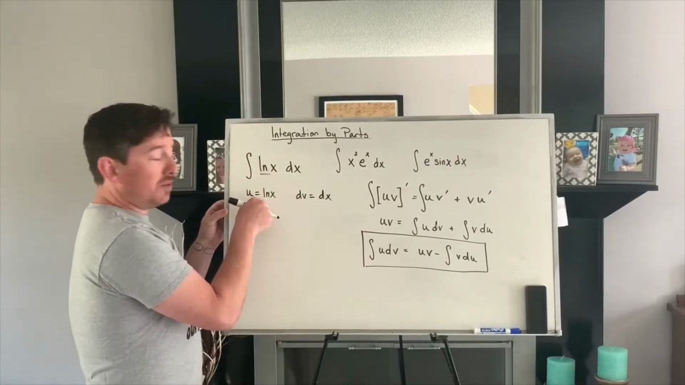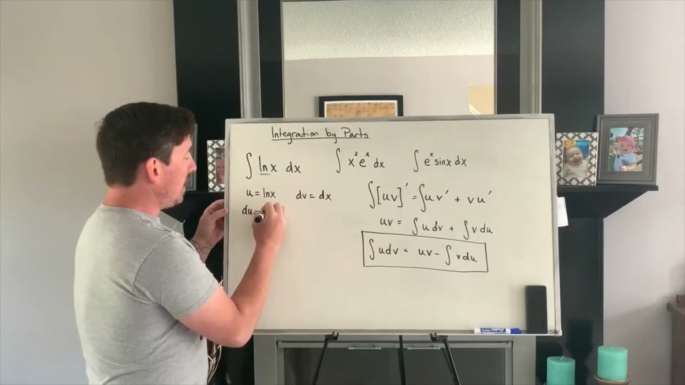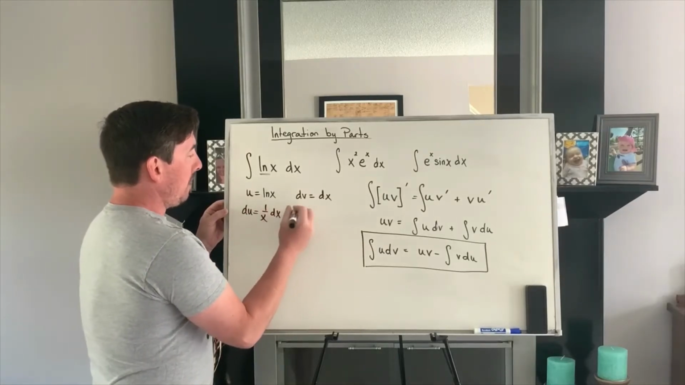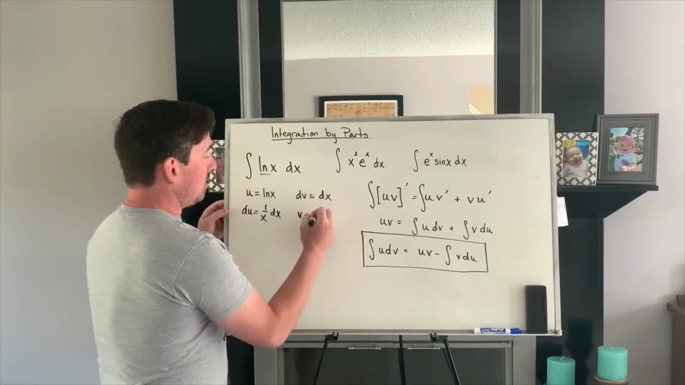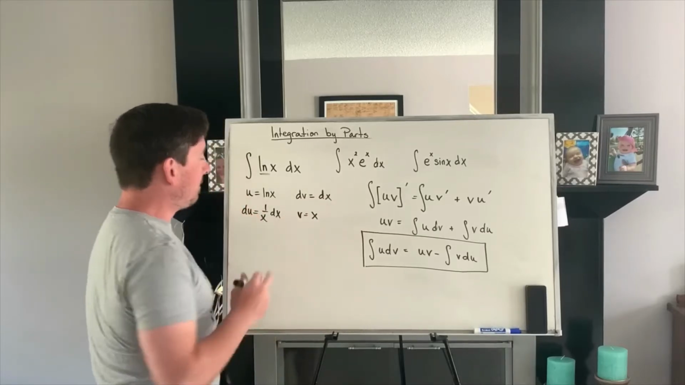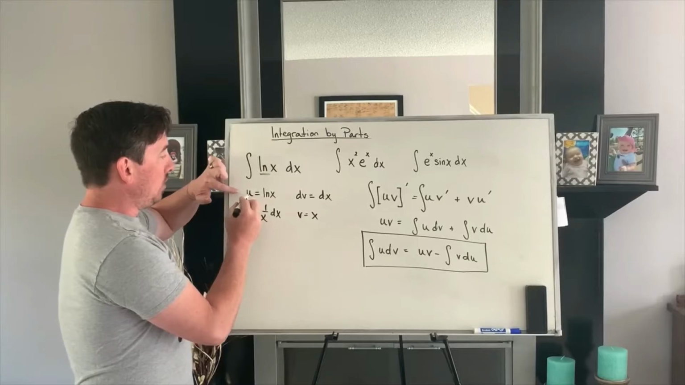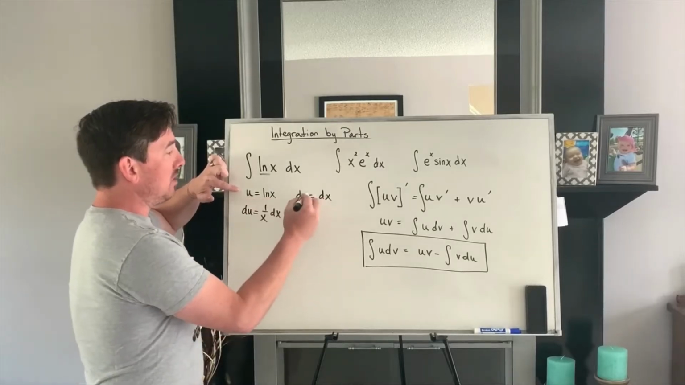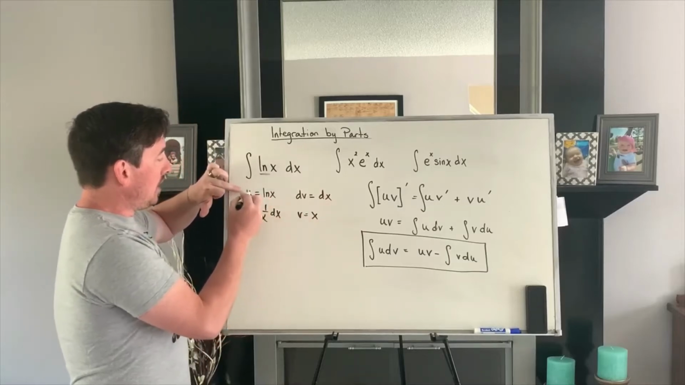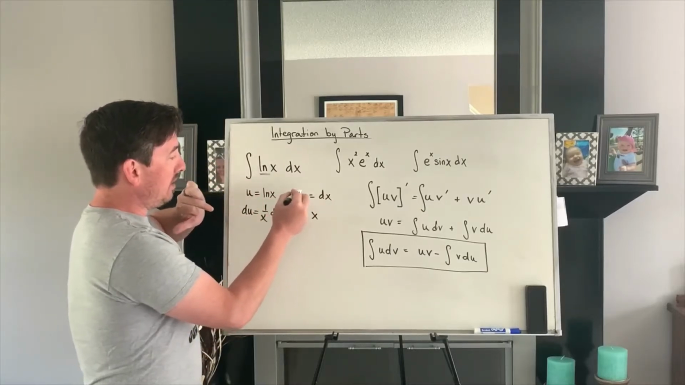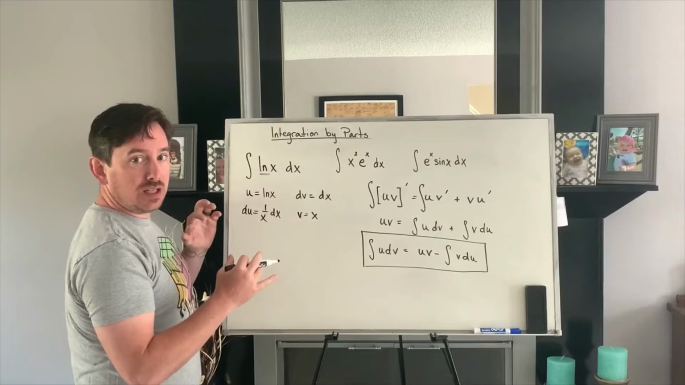The derivative of log x is 1 over x, and the integral of dv is just going to be x. So there we go. I let u equal log x. That means dv just has to be the rest, which isn't a lot. It's just a little dx. Differentiate u to get du, integrate dv to get v, and then you have everything that you need.